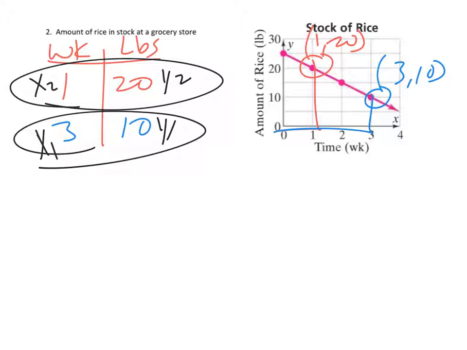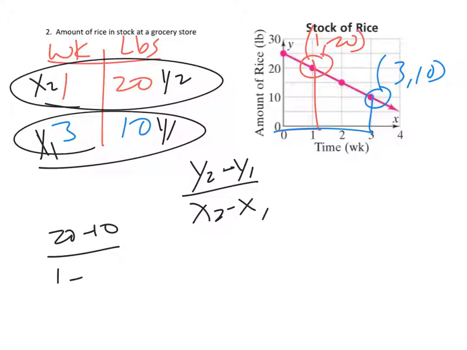So your formula, please remember, y2 minus y1 over x2 minus x1. You're going to be sick of me saying that. So we're going to put 10 minus 20 over 3 minus 1. So 10 minus 20 is negative 10. 3 minus 1 is 2. That becomes negative 10 over 2, or negative 5 if you prefer.